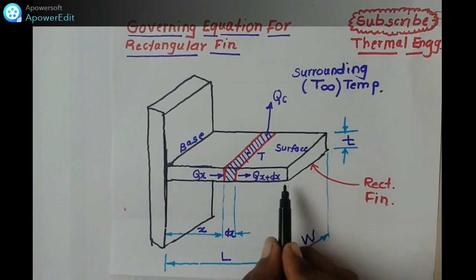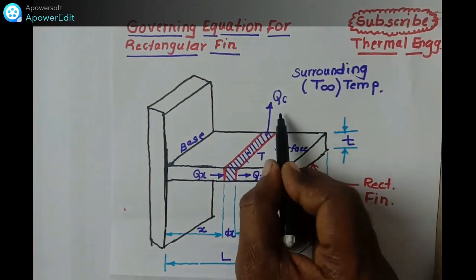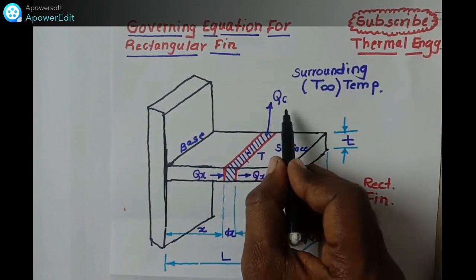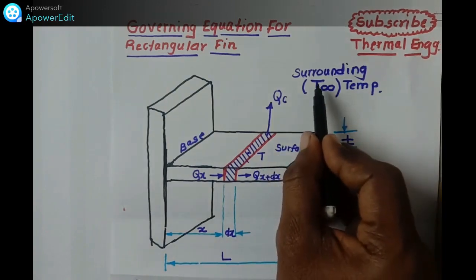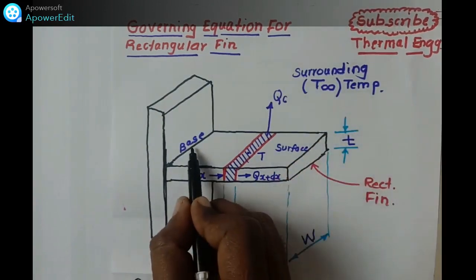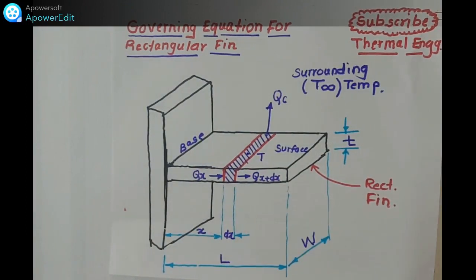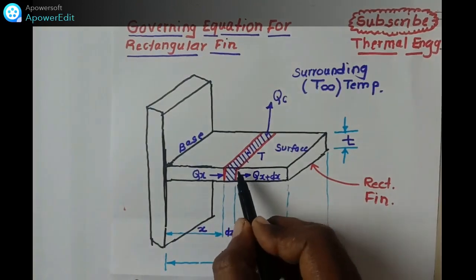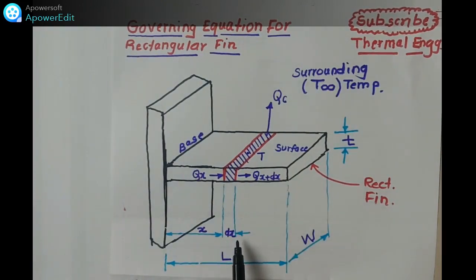Heat transfer taking place from the fin to the surrounding is Q. Heat transfer by convection mode is QC. The temperature of the fin at the surface is capital T. This is the surrounding atmospheric air temperature, T infinity. This is the base. Let us take a thin rectangular fin of uniform cross-sectional area, capital A. This is a small element having thickness dx at a distance x from the base.